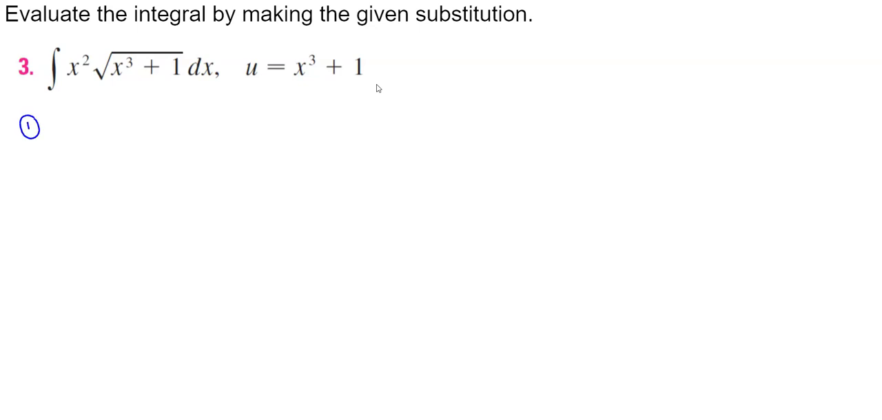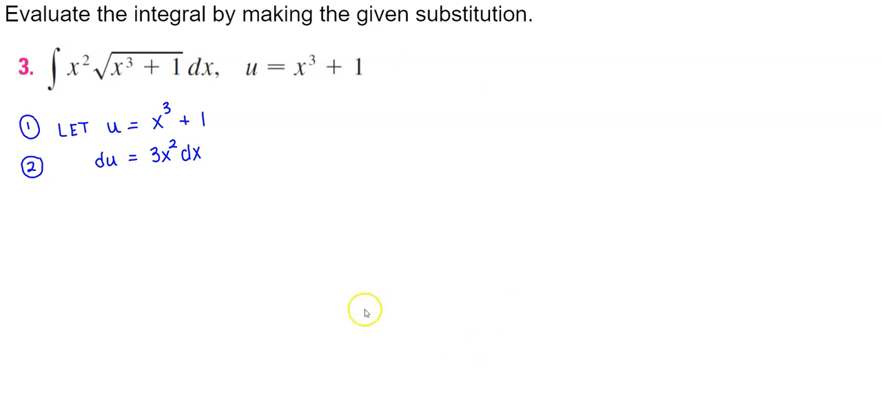In this case, they're telling us that we're going to let u equal x cubed plus 1. Okay, now the next step is we're going to take the derivative of both sides. The derivative of u is going to be 1 du, and the derivative of x cubed is going to be 3x squared dx, and the derivative of 1 is 0.